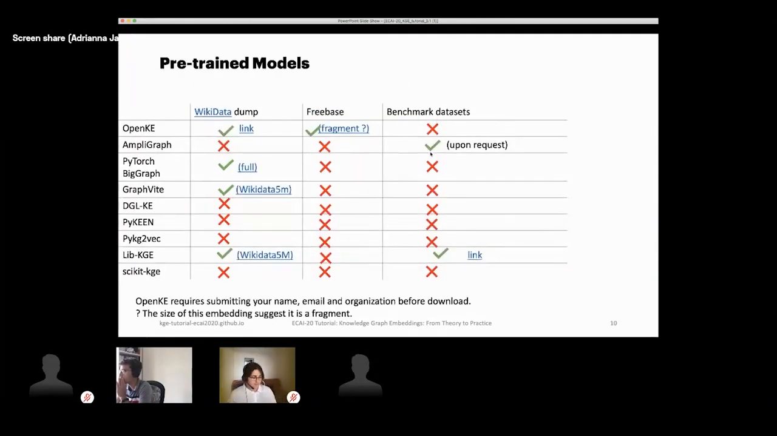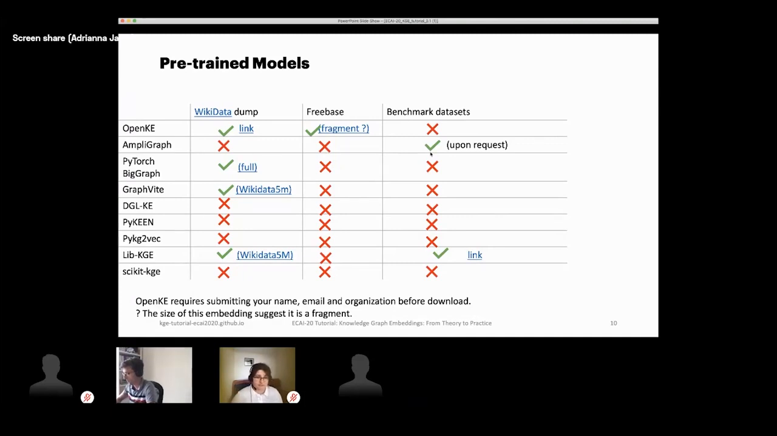Then we will switch to another aspect of libraries: pre-trained models. So sometimes when all you care about is a downstream task, you may not have resources for training your own knowledge graph embedding, and the availability of a pre-trained model would be crucial here. Because it takes a lot of time to train a model, and also space and skill, you can benefit from some pre-trained models that are available for some libraries.